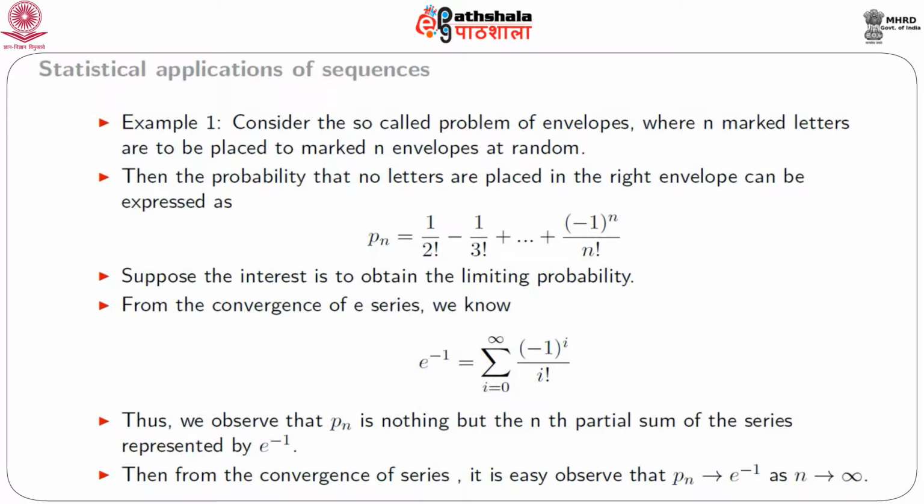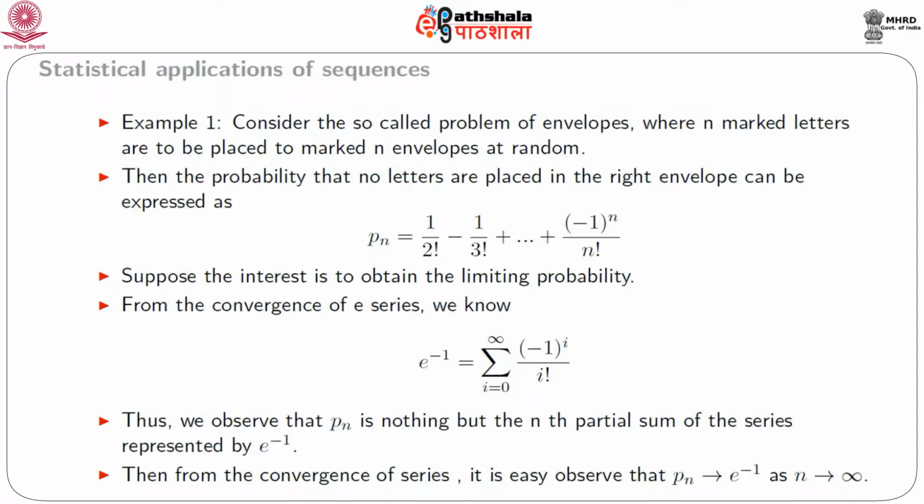This is related to the so-called problem of envelopes. Suppose n marked letters are to be placed in n marked envelopes at random. Then the probability that no letters are placed in the right envelope can be expressed as Pn, which equals 1 by 2 factorial minus 1 by 3 factorial up to minus 1 to the power n divided by n factorial. Suppose the interest is to obtain the limiting probability for this problem.